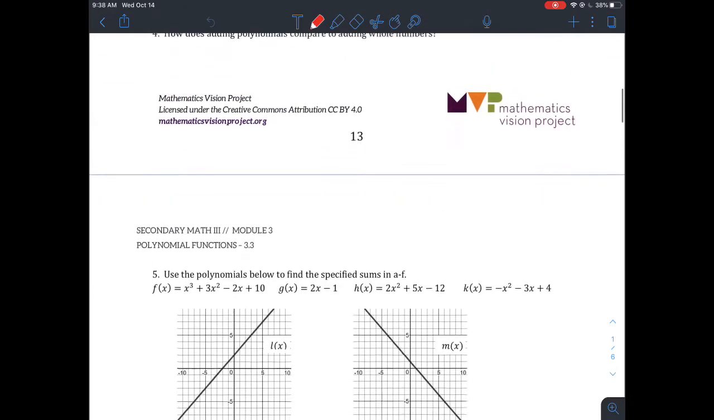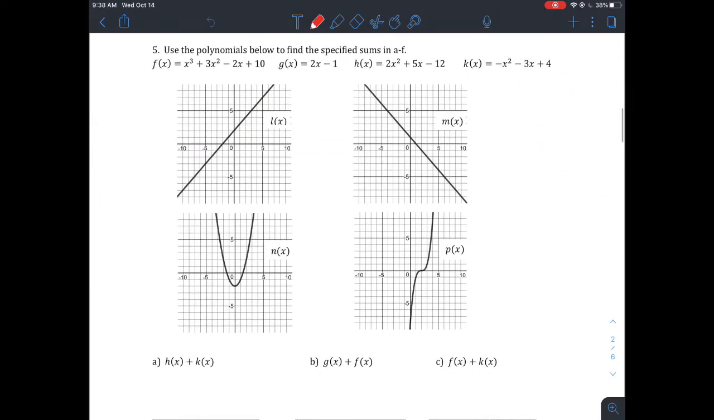We're actually going to start the notes on the second page on number 5. So they want us to add polynomials together. Hopefully this looks fairly familiar. All we're doing when we're adding polynomials is combining like terms. That's it. If we look here, they want us to find h of x plus k of x.